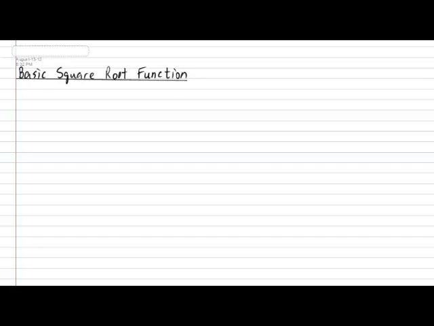The most basic square root function has the following format. Y is equal to the square root of x. And this is the basic format because, as with any other graph, it is not being transformed by any other variables.